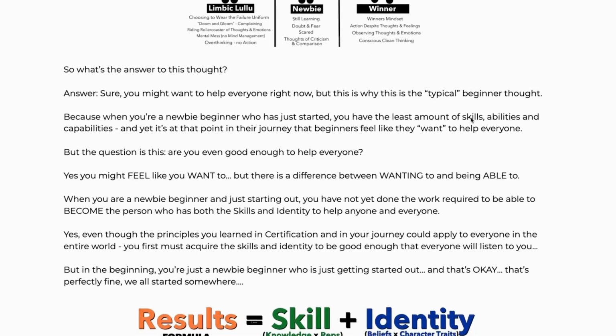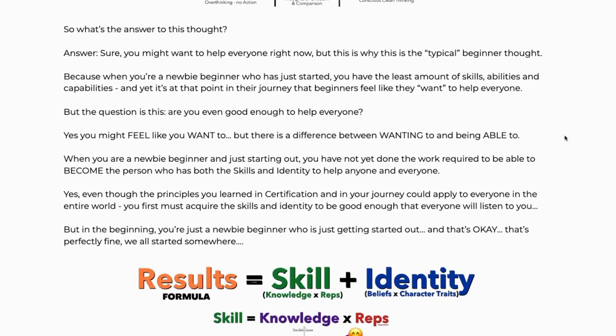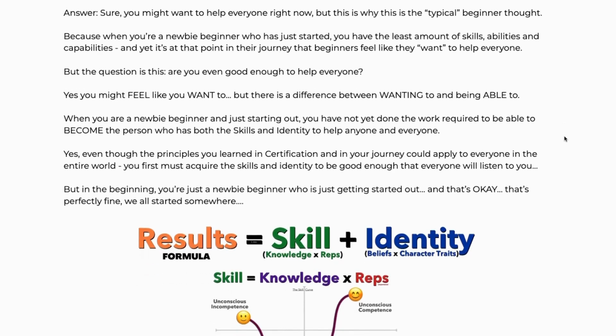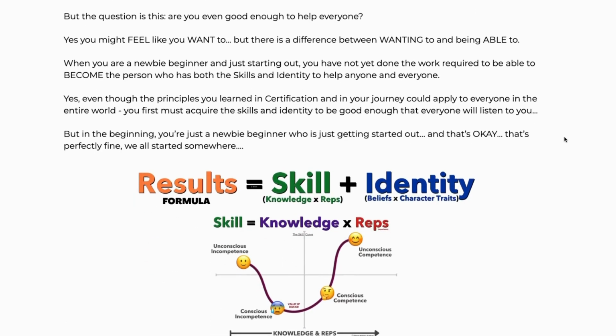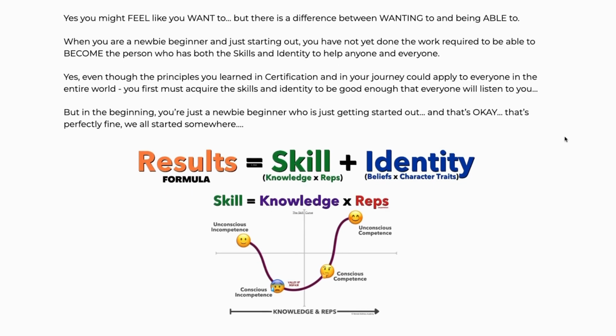But the question is, are you even good enough to help everyone, right? You might feel like you want to help everyone, but there's a difference between wanting and being able to. Because when you're a beginner and just starting out, you haven't yet done the work required to become the person who has both the skills and the identity to help anyone and everyone.